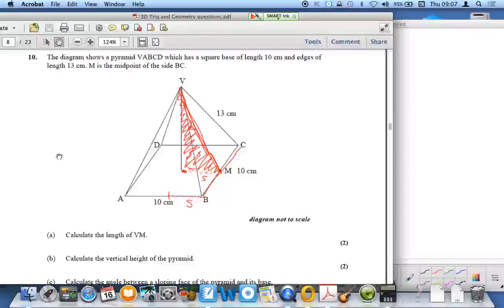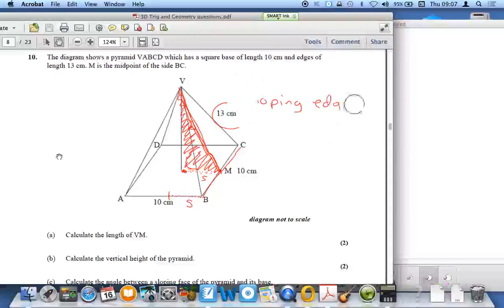Now, what information did they give me? Square base of length 10. Edges of length 13 centimetres. So the edges, they've actually marked it for me there. That's sometimes also called the sloping edge. So be familiar with that type of language. It's sometimes called the sloping edge.